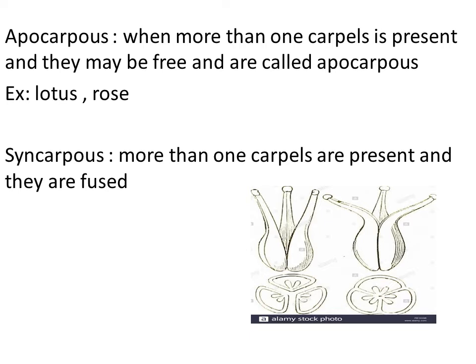Syn is nothing but fused, right? So when the carpels are fused in the flower, such a condition of gynoecium is called syncarpus. Understood? So this can be seen in the mustard plant and in the tomato plant. In the mustard and tomato flower, we can see the syncarpus ovary. What do you mean by syncarpus ovary? So in this case, more than one carpels are present, and the carpels are fused with one another.